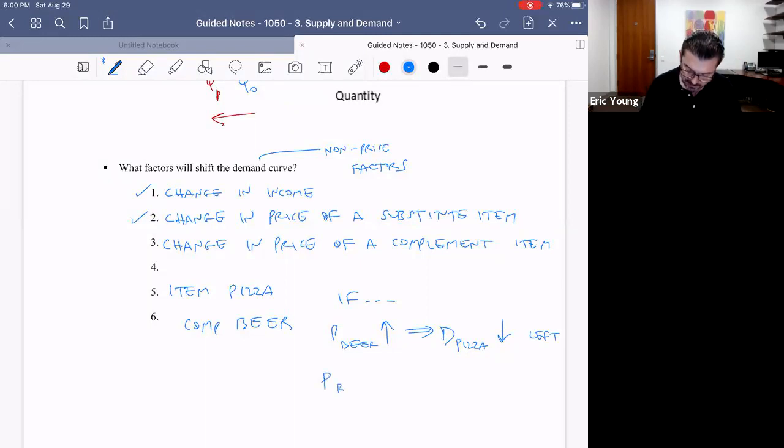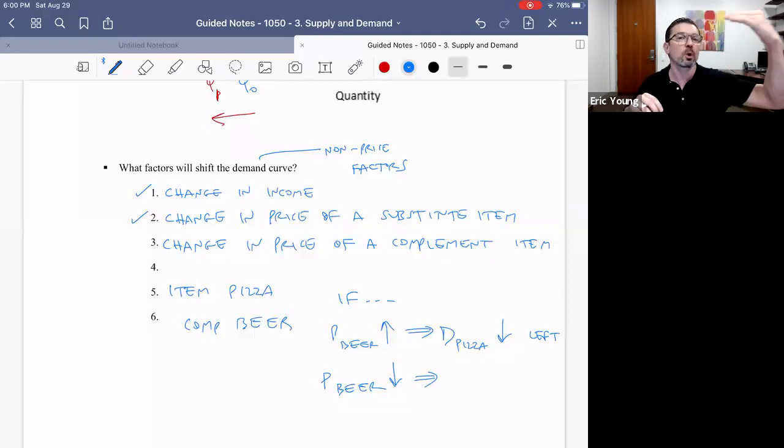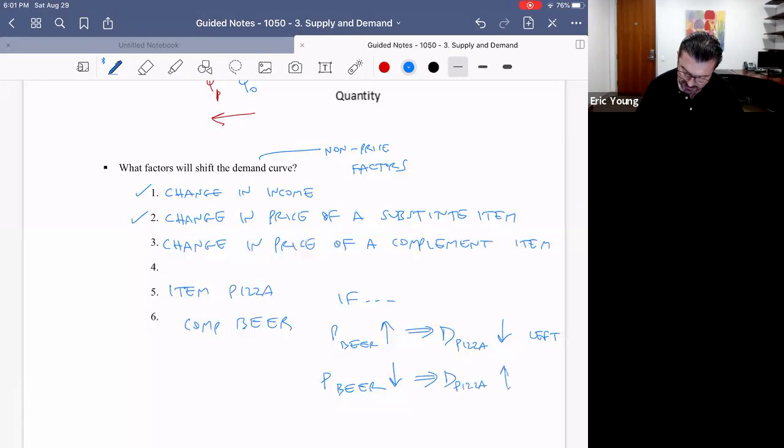On the other hand, if for some reason the price of beer falls, right, great success for you. If the price of beer falls, you will likely drink more beer. And if you drink more beer and pizza and beer go together, when you drink more beer, you will also eat more pizza. And this will take your demand for pizza and increase it, shifting the pizza demand curve to the right. Again, critical point.